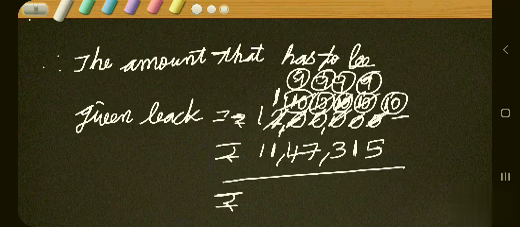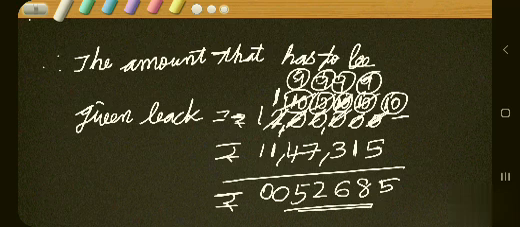Now 5 is to be subtracted from which number? 10. 10 minus 5? 5. Here 1 to be subtracted from 10 or 9? 9. 9 minus 1? 8. 9 minus 3? 6. 9 minus 7? 2. 9 minus 4? 5. And here we have 1 minus 1? 0. Here also 0. What is the final answer? Rupees 52,685 is our final answer.